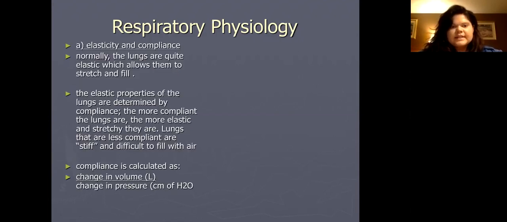more. So elasticity and compliance, normally the lungs are quite elastic, which allows them to stretch and fill. The elastic properties of the lungs are determined by compliance. The more compliant the lungs are, the more elastic and stretchy they are. Lungs that are less compliant are stiff and difficult to fill with air, and that's going to be in different disease processes that you would notice with the lungs. But typically they're very elastic and pliable. Compliance is calculated as a change in volume over the change in pressure.